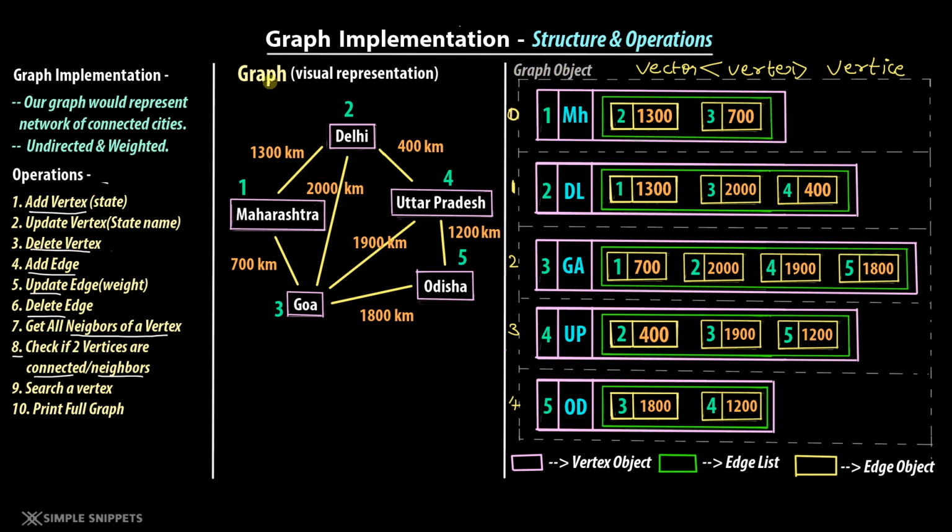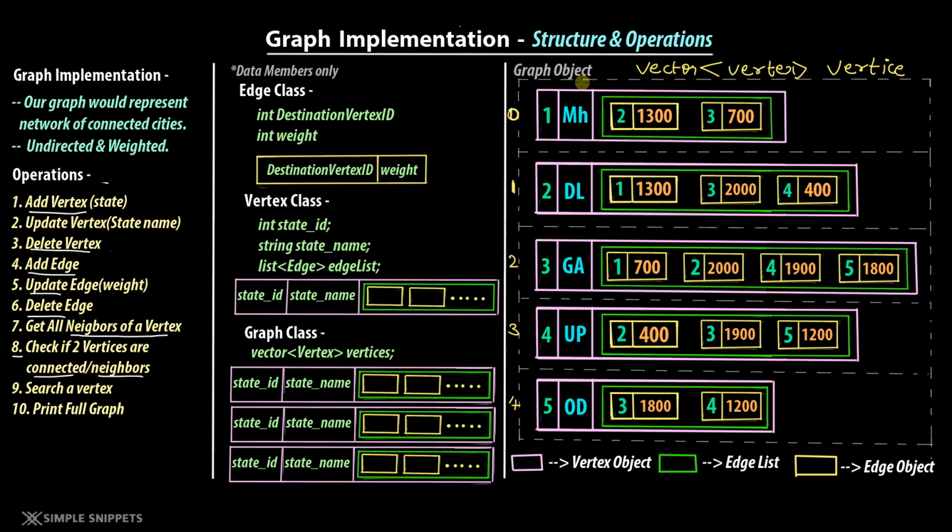Let me just show it to you over here. Just keep this visual representation in mind. You can take a screenshot. Okay, so 3 classes are going to be created in the coding perspective, on the implementation side: 1, the edge class, 2, the vertex class, and 3, the graph class. I'll talk about it in a second. But in the graph class, when you create the object of graph class, the only one data member it will have is a vector.